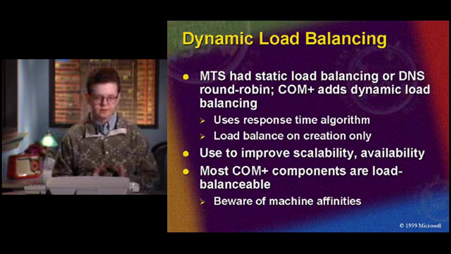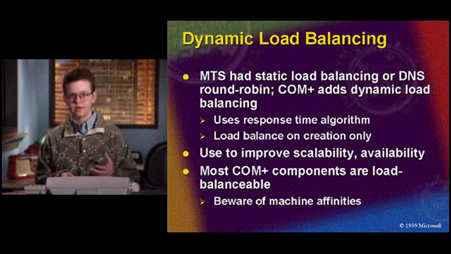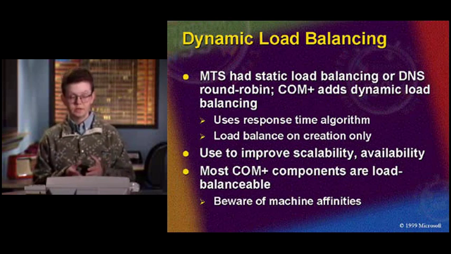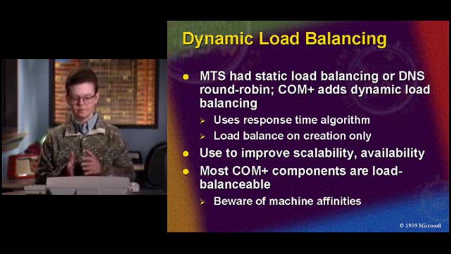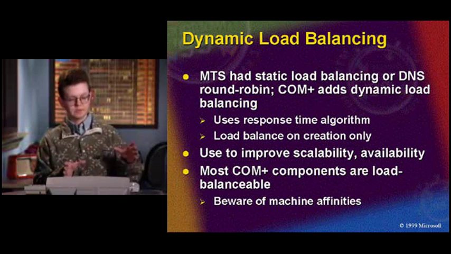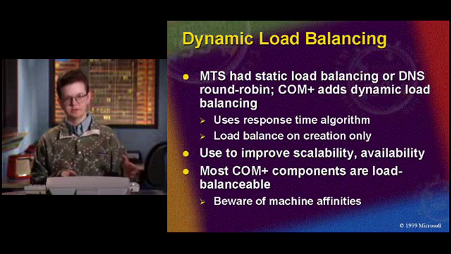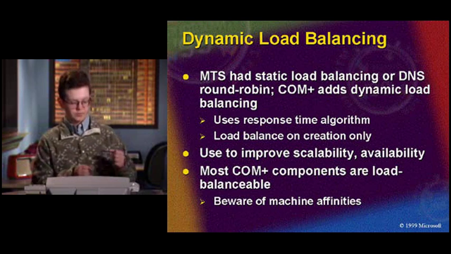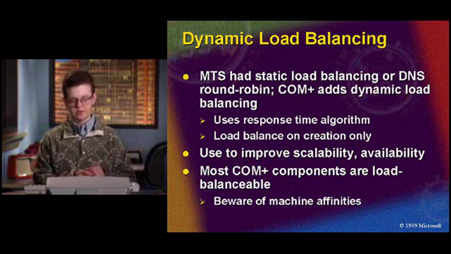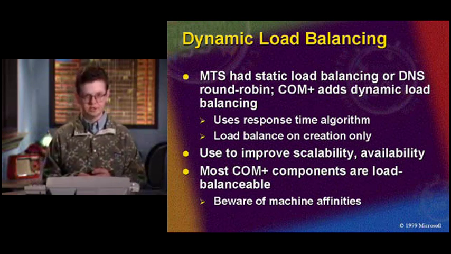Another issue that we've seen with MTS is that when you wanted to scale up to support high numbers of clients, you needed to add additional machines. So you'd have multiple copies of a particular application or particular package running on separate machines, and you would balance the load across those machines in a static fashion. You would have particular clients always go to one machine, or you would use DNS round robin to arbitrarily associate a particular request with a particular machine.